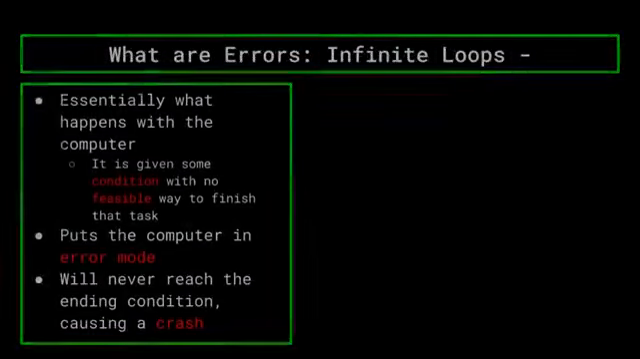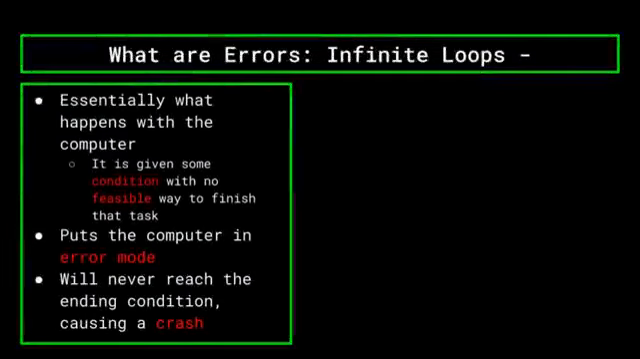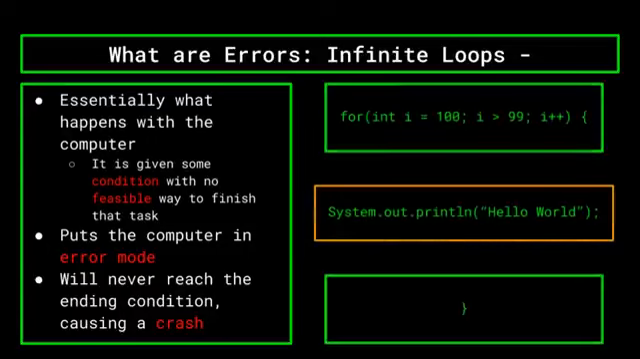You give it some condition that it has to complete before the program can terminate. However, you give it no feasible way to finish the task. This puts the computer in error mode, and most likely will crash your program, as the computer desperately tries to complete the condition you gave it. As a computer example, if we try to have a program terminate when integer I is no longer greater than 99, but I is initially 100 and only ever increases, the loop will never terminate, and the program will crash.